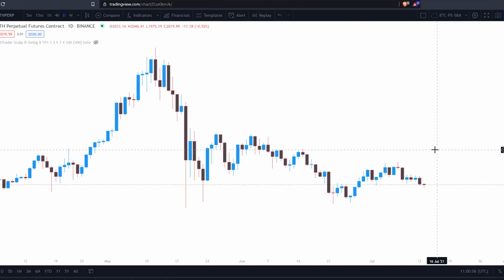And obviously using other indicators, using the AltTrader indicator that we have, could show a lot more in terms of where the price is heading over the next couple of days.